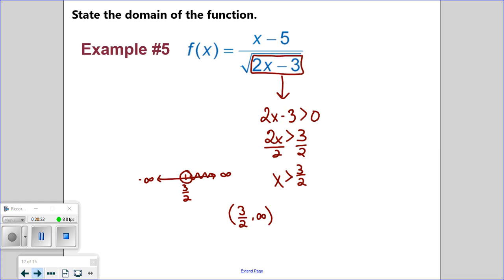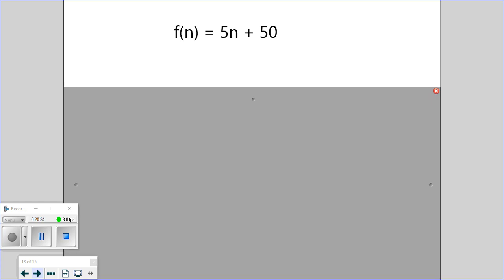Okay. On this next one, I want you to look at this function up here. f(n) equals 5n plus 50. This should look like the ones we saw at the very beginning. If I handed you this function and we ran through our options, is it a fraction? No. Is it a radical? No. Is it a radical in the bottom of my fraction? No. So does it have a domain restriction? No. So what would you tell me the domain is? All real numbers, negative infinity to infinity.